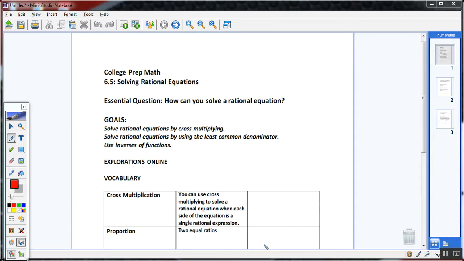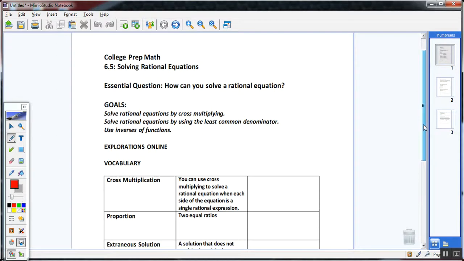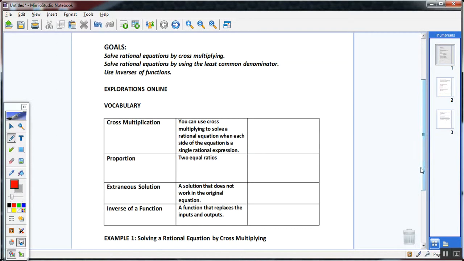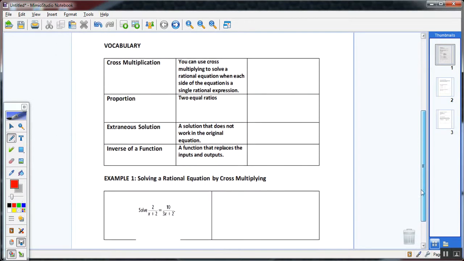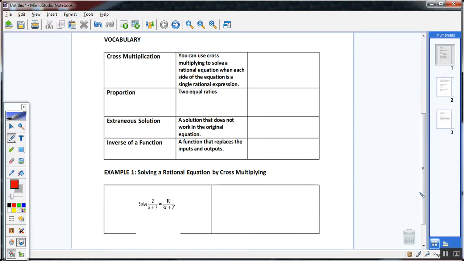Okay. We also want to solve rational equations by using the least common denominator. Do we know what a least common denominator is? We know that. We can figure that out. And then we're going to use some inverses of functions to help us today. And we've talked about inverses in the past. So I think most of the terminology that's up there is going to be good for you. All right? Vocab-wise, let's talk.